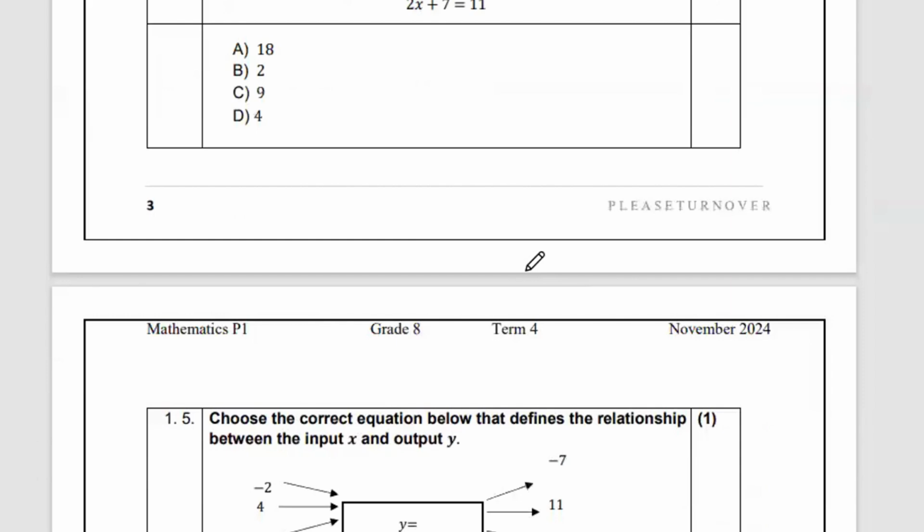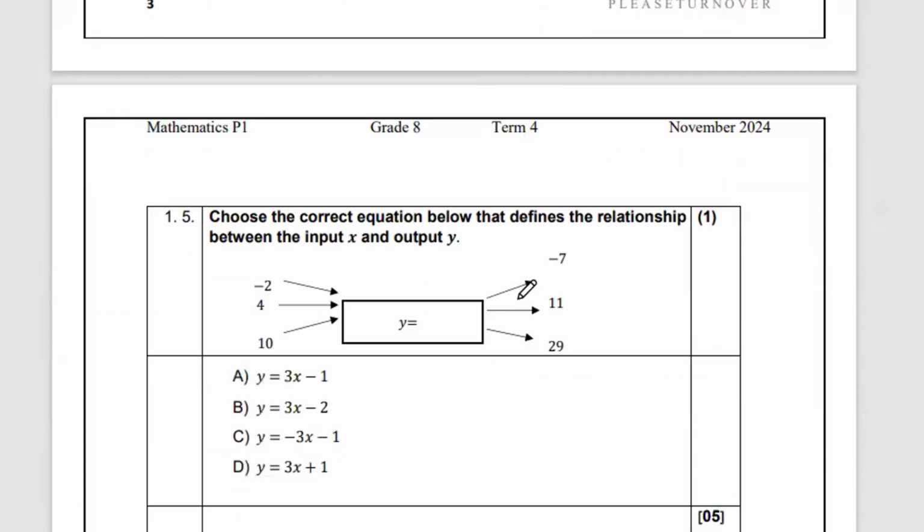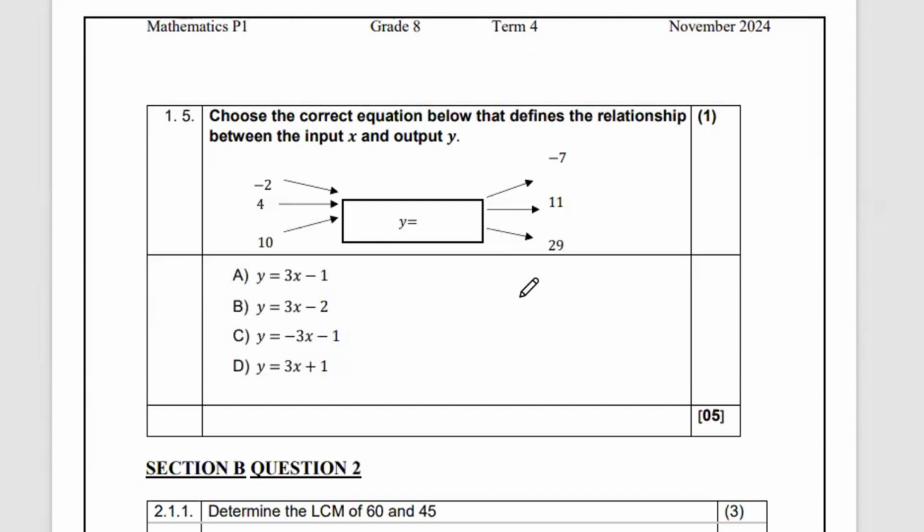1.4, they want us to solve the following. In solving, we always have to make the unknown be on one side and then move all the other numbers to the other side. So in this case, I'll have my 2x on the left is equivalent to 11. Let's move the 7 to that side, minus 7. When numbers cross the equal sign, the signs must change. So 2x is equivalent to 4. Divide both sides by 2, which means x is 2. The correct option is B.